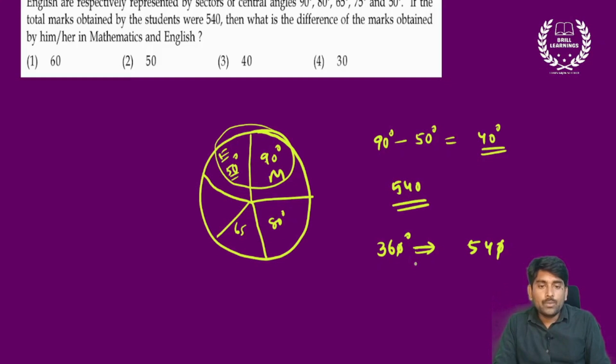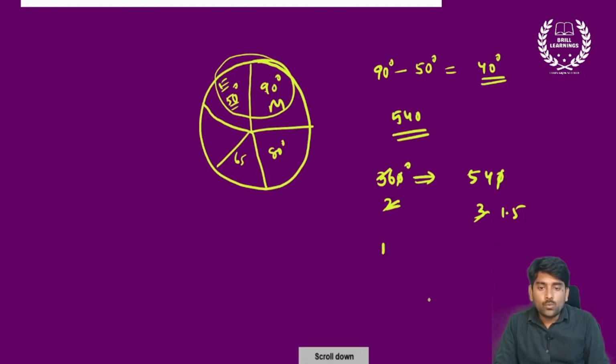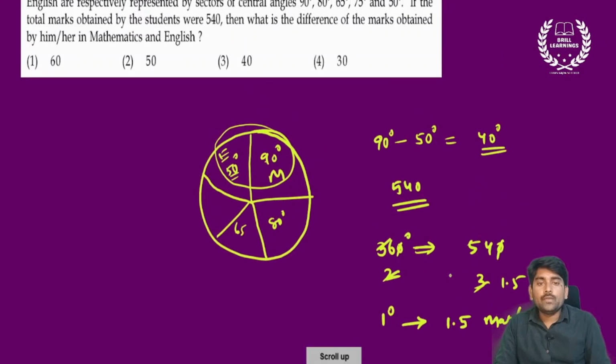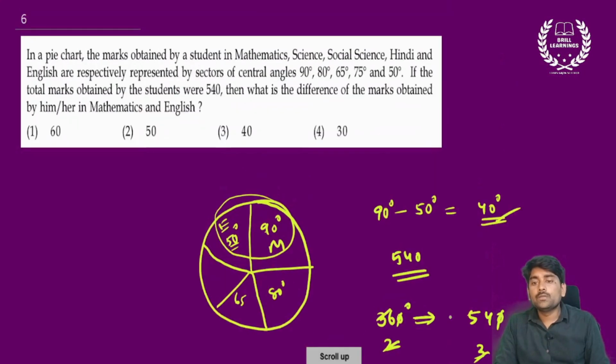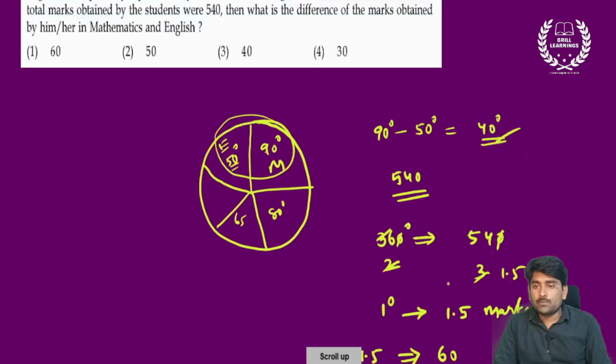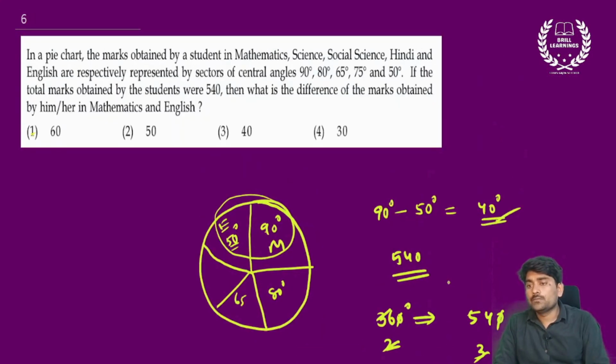Now, what is the value of 1 degree? 2 9s are 18, 3 6s are 18, 540 divided by 360 gives 1.5, which means 1 degree corresponds to 1.5 marks here. Now we need to find 40 degrees. 40 degrees means 40 into 1.5, which gives us 60 marks. The difference between Maths and English is 60 marks. Okay, the first one is the right answer.